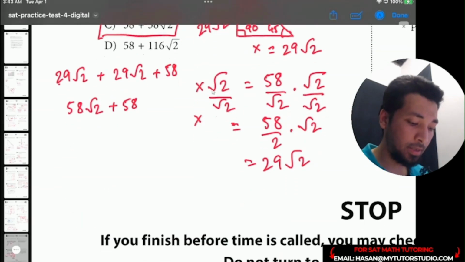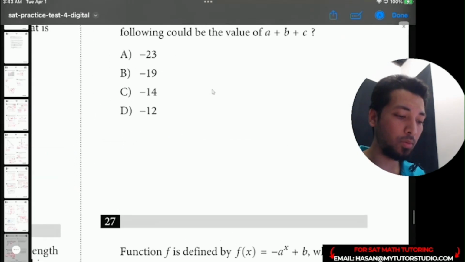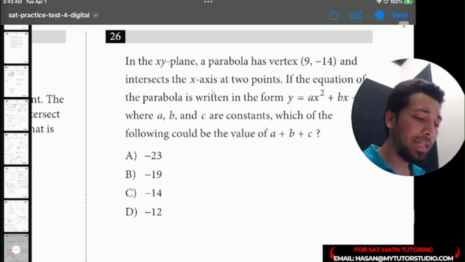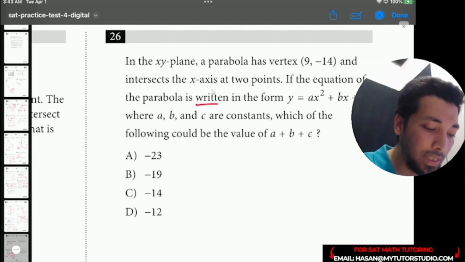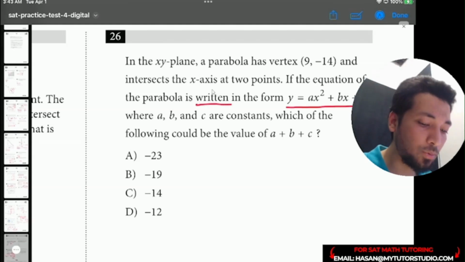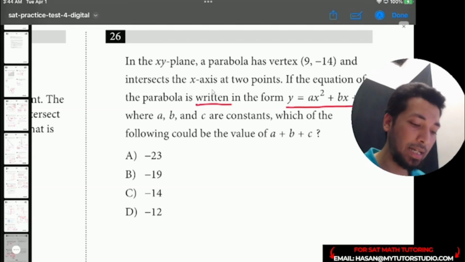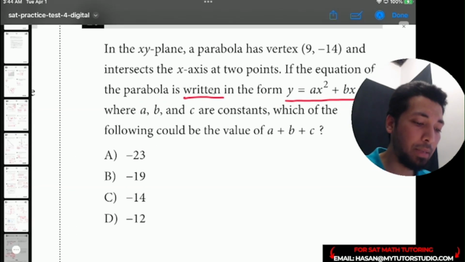Perfect. Now let's move on to problem number 26. In the xy plane, a parabola has vertex 9, negative 14 and intersects the x-axis at 2 points. If the equation of the parabola is written in the form y is equal to ax squared plus bx plus c, where a, b, and c are constants, which of the following could be the value of a plus b plus c? Now, this kind of problem can be approached in many different ways. Let's see one of the best approaches to solve this problem pretty quickly.